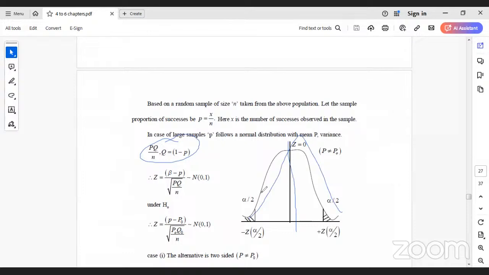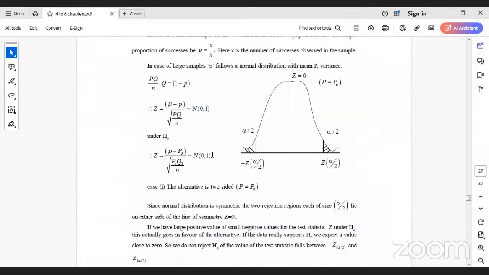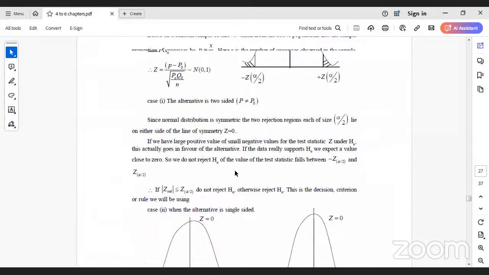See here, this is the shaded area. This is alpha by 2, this is alpha by 2. On the Z axis, the left side is minus Z alpha by 2 and this is positive Z alpha by 2. Under H0, P equals P naught. So Z is equal to p minus P naught by under root of P naught Q naught by n, which follows N(0,1). Here we write the values: under H0, Z equals p minus P naught by under root of P naught Q naught by n, which follows N(0,1). So the alternative here is P not equal to P naught.